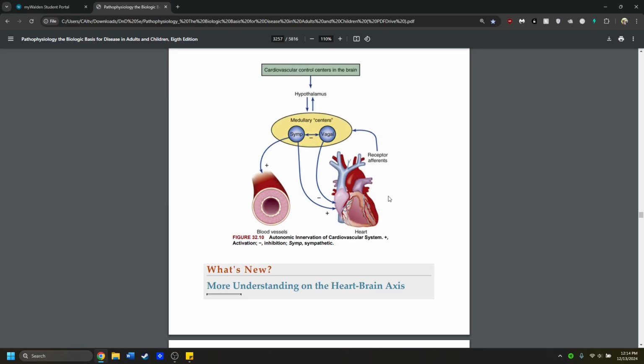The cardiovascular control centers in the brain, your hypothalamus, your medullary centers, your sympathetic and vagal responses, and your receptors and afferents. So the autonomic innervations of the cardiovascular system activation inhibit your sympathetic.